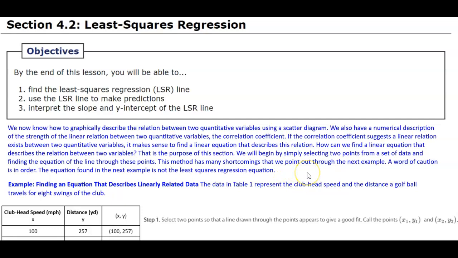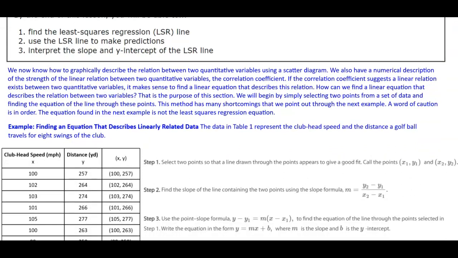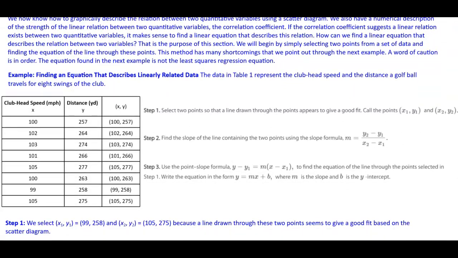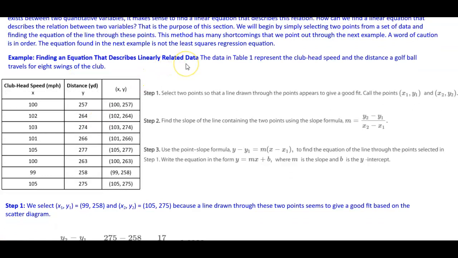We will begin by simply selecting 2 points from a set of data and finding the equation of the line through these points. This method has many shortcomings that we point out through the next example. A word of caution is in order. The equation found in the next example is not the least squares regression line. So, for example, finding an equation that describes linearly related data.